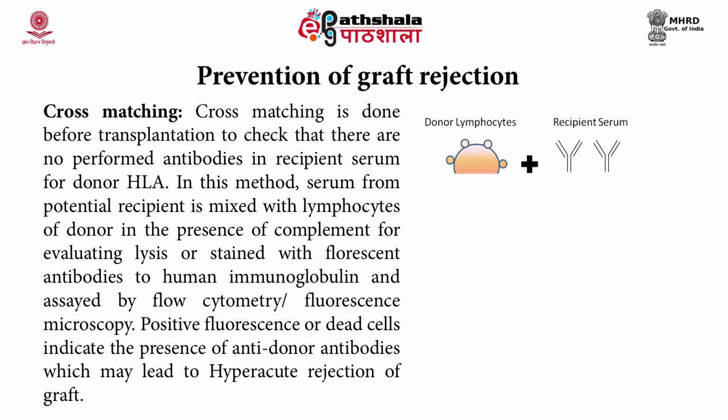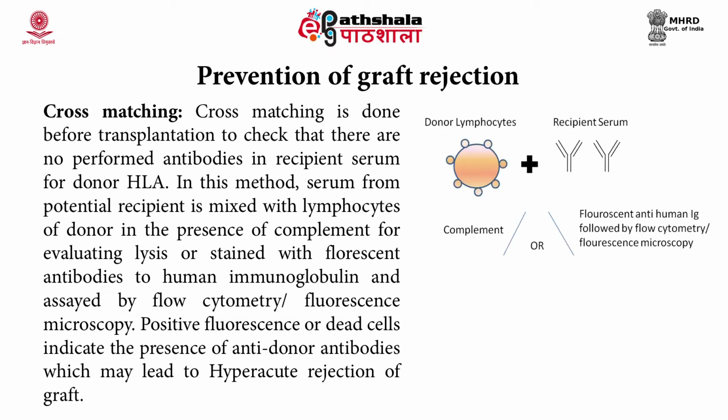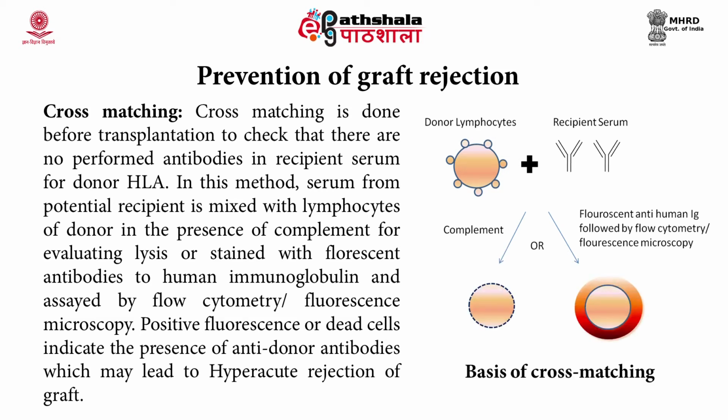Cross matching is done before transplantation to check that there are no preformed antibodies in the recipient serum against the donor HLA. In this method, serum from potential recipients is mixed with the lymphocytes of the donor in the presence of complement for evaluating lysis, or stained with fluorescent antibodies to human immunoglobulins and assayed by cytometry or fluorescence microscopy. Positive fluorescence or dead cells indicate the presence of anti-donor antibodies, which may lead to hyperacute rejection of the graft.